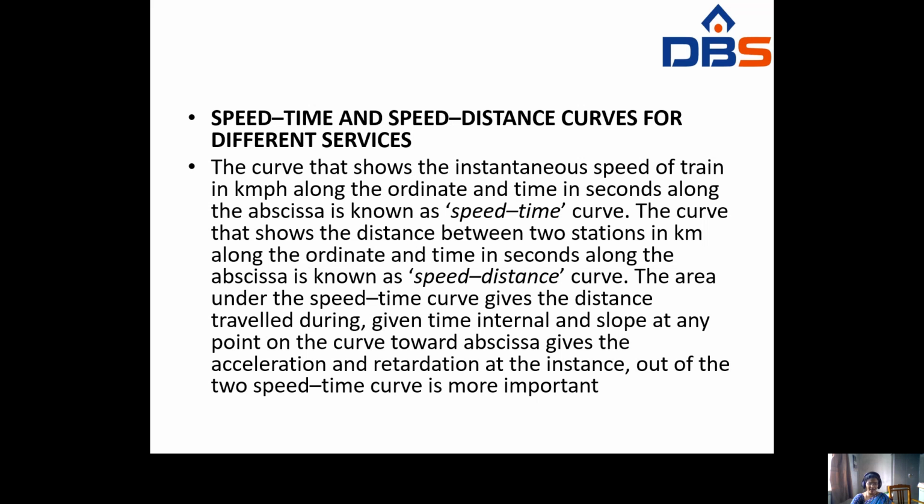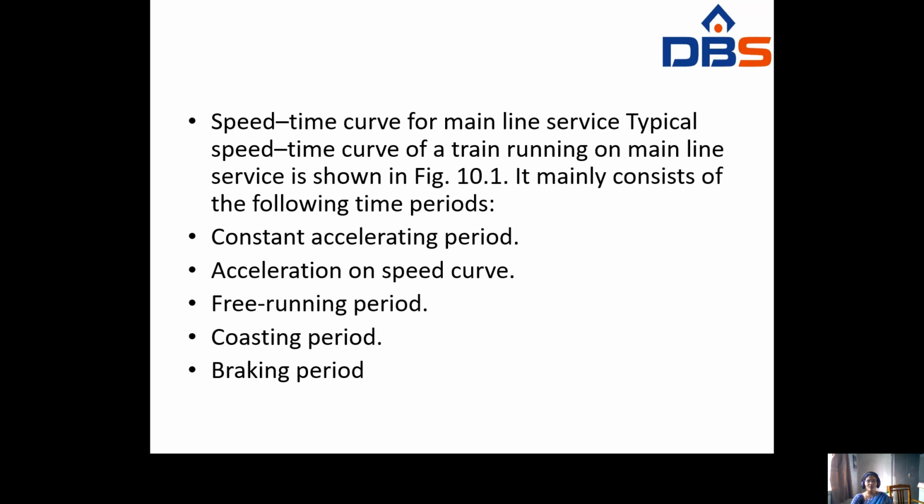Whenever you draw a curve, the area under the speed-time curve gives the distance traveled during a given time interval, and the slope at any point on the curve gives the acceleration. So the area under the curve tells us how much distance the train travels. Now let's see the speed-time curve for the mainline services.